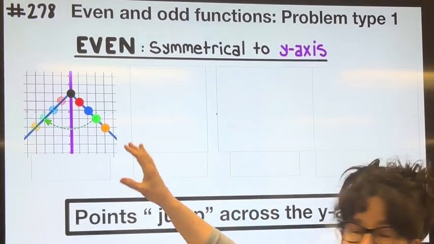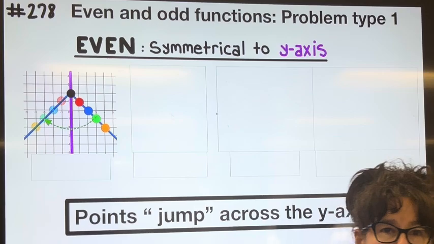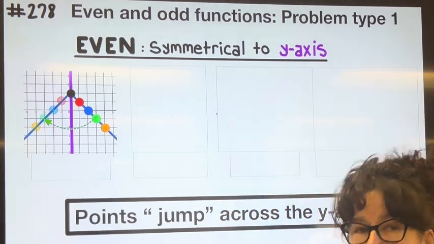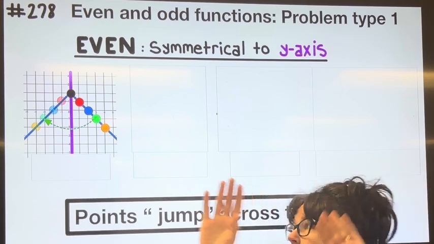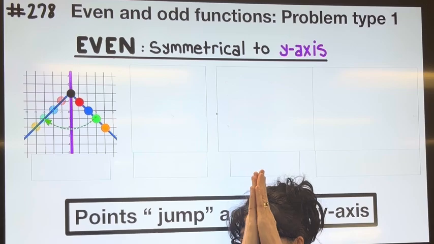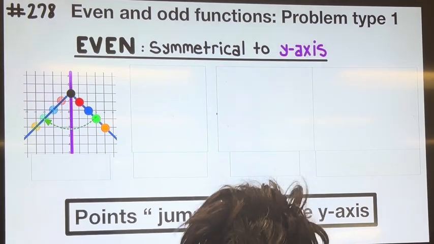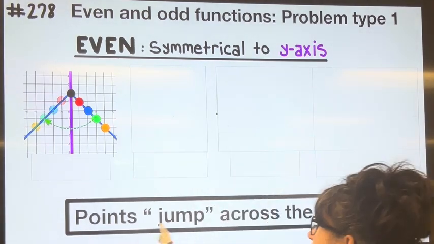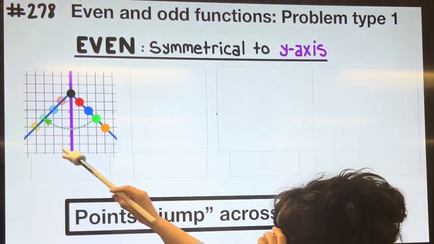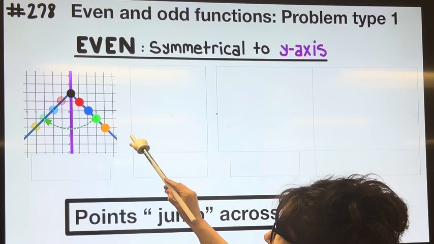We're going to look at some graphs and determine if the functions are even or odd. If a function is even, one way to think of it is if you were to fold on the y-axis, everything would match up. But another way to think of it is the points are going to jump across the y-axis. So in my picture here, I have this upside down V.